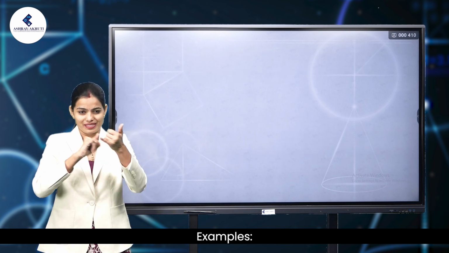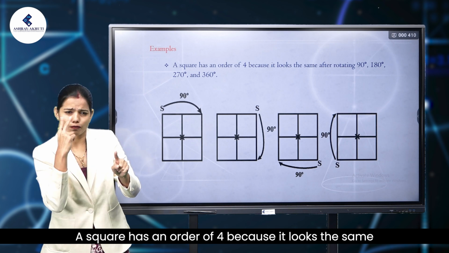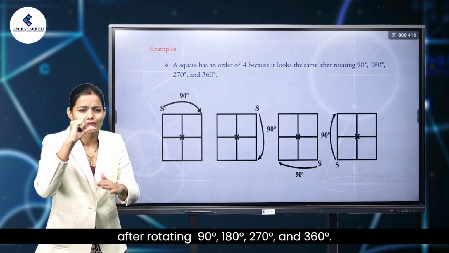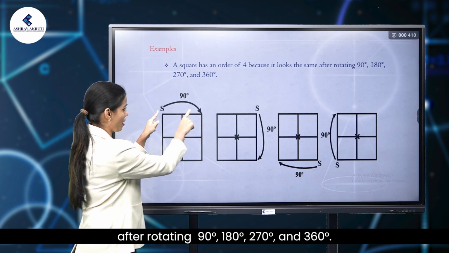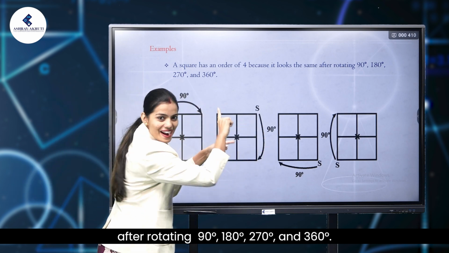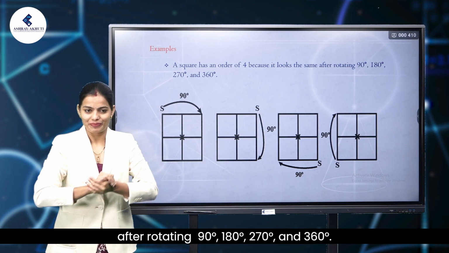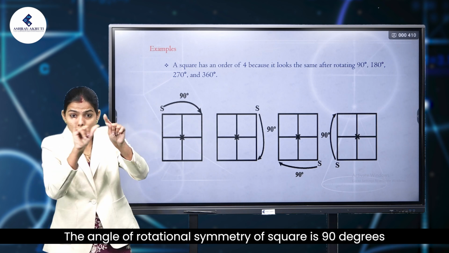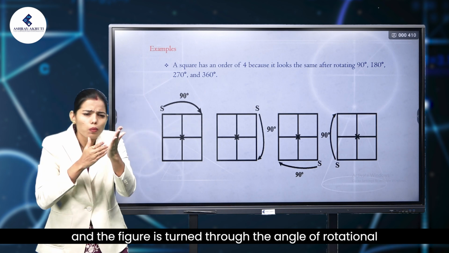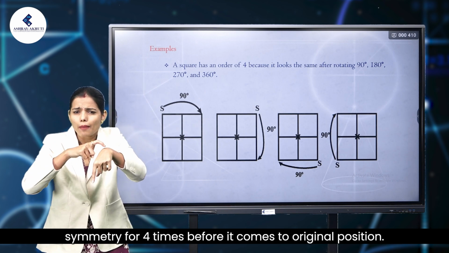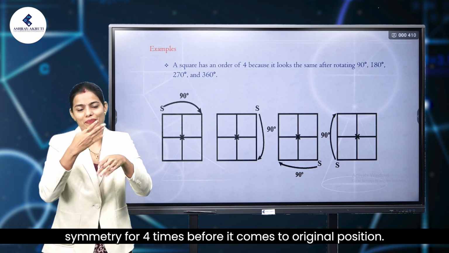Examples. A square has an order of 4 because it looks the same after rotating 90 degrees, 180 degrees, 270 degrees and 360 degrees. The angle of rotational symmetry of a square is 90 degrees, and the figure is turned through the angle of rotational symmetry 4 times before it comes to its original position.